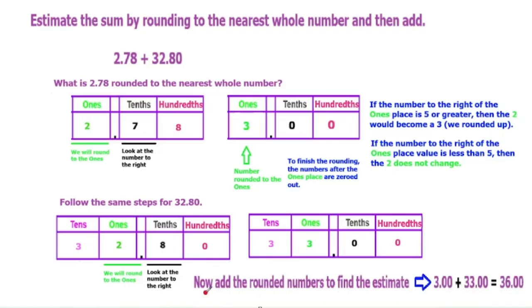So now add the rounded numbers to find the estimate. So we just add 3 and 33 together to give us 36. So the estimate of this addition is about 36. And to do this quickly, you wouldn't go through all this trouble. Later on, when you get more practice, you'll be able to say to yourself, well, this is greater than or equal to 5, therefore this is 3. This is greater than or equal to 5, so therefore this is 3. So it's going to be 3 plus 33 equals 36.